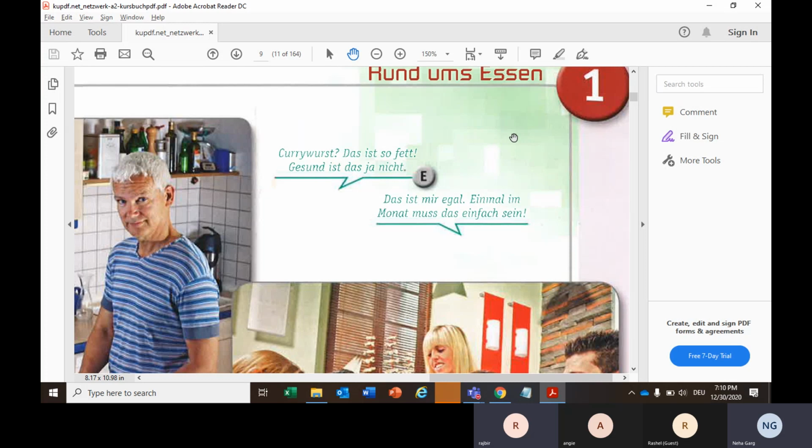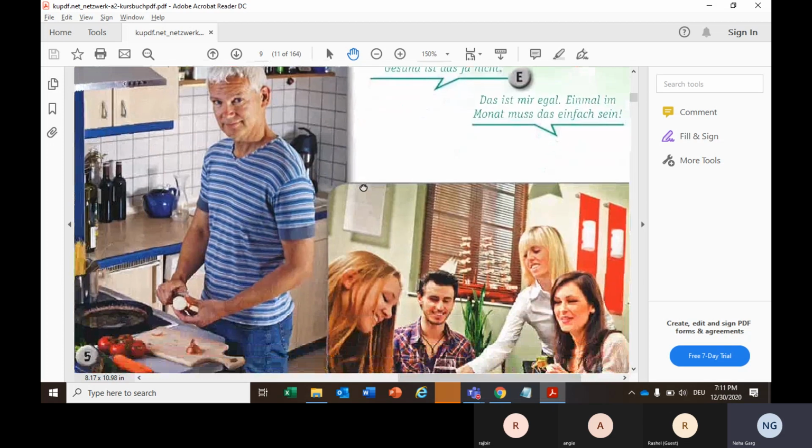Hmm. So here somebody is offering someone currywurst. That is like meat curry or something. That is very fat. Gesund ist das ja nicht. That is definitely not healthy. Then the other person is saying, das ist mir egal. It doesn't matter to me. Einmal im Monat muss das einfach sein. Once in a month, there should be some leniency. Like it is fine to have it once in a month.